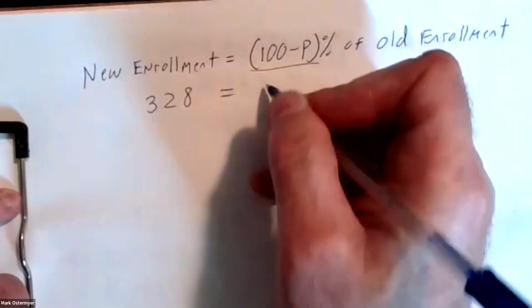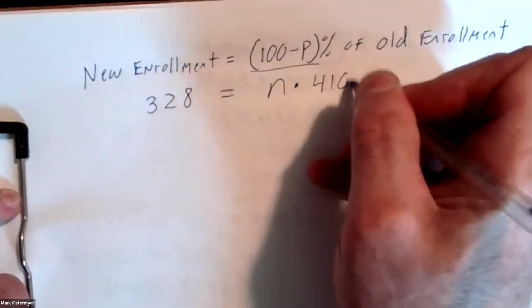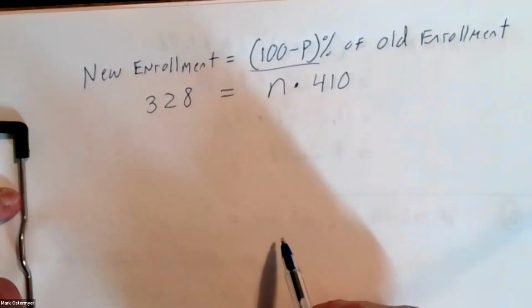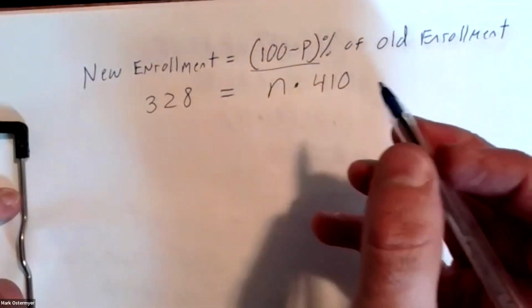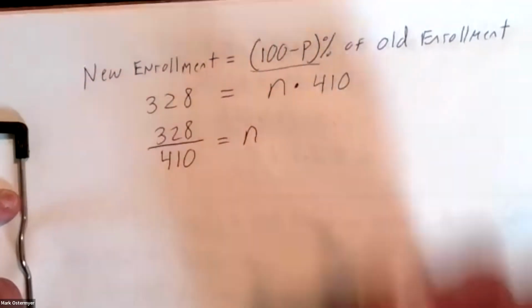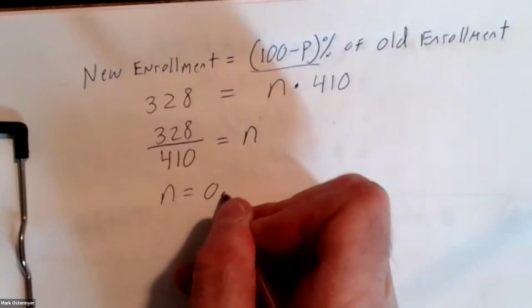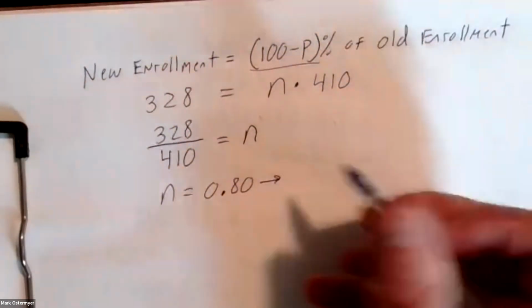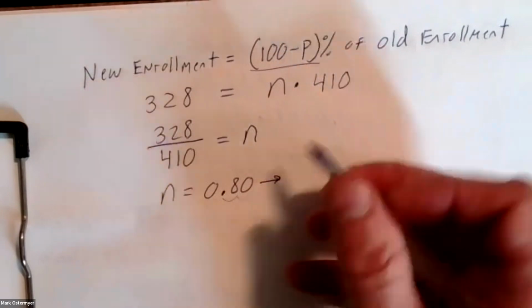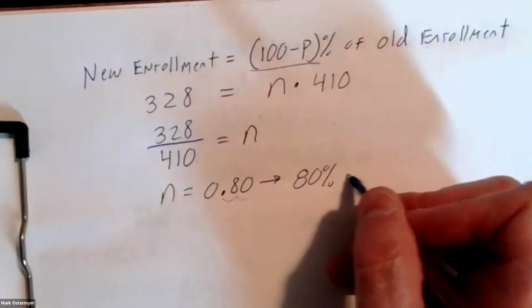We don't know what this percent is. We'll call it a variable n times the old enrollment, 410 students. Ladies and gentlemen, we have to solve this equation for n. To do that, we divide both sides by 410. So take 328 and divide it by 410. That gives us 0.80, which represents what percent? From a decimal to a percent, 2 places to the right, so 80%.